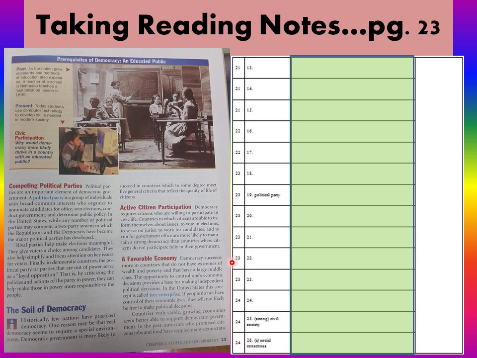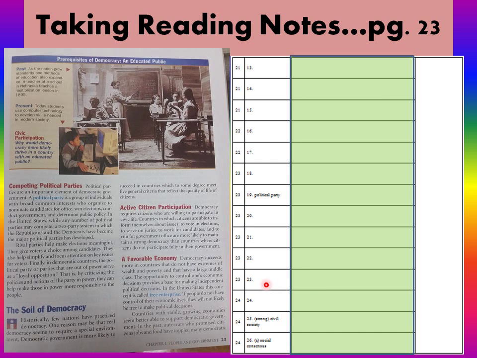This should be number 22. Democracy succeeds more in countries that do not have extremes of wealth and poverty that have a large middle class. The opportunity to control one's economic decisions provides a base for making independent political decisions. Before we keep reading, I want you to put for number 22, favorable economy, put this right here. That democracy works where there's not extremes of wealth and poverty and there's a large middle class. So that should go somehow in your own words to number 22.